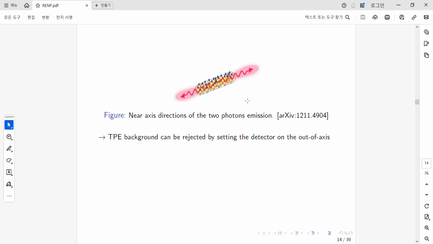The figures are taken from this paper. So the TPE background can be rejected by setting the detectors off the axis. The RENP signals come from off the axis here. This is the RENP signal, and the TPE background is only considered near the axis, so that we can set the detectors at the off-axis position here.